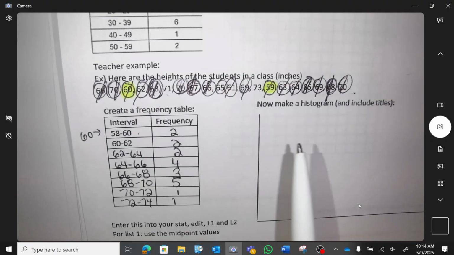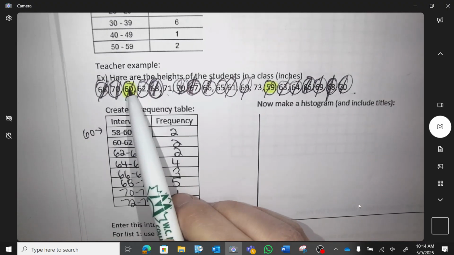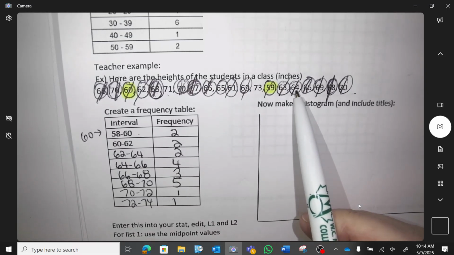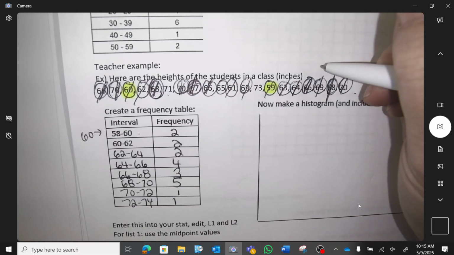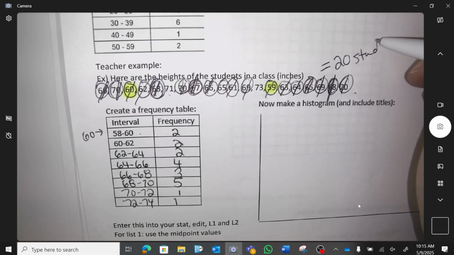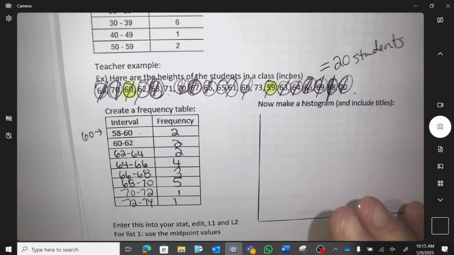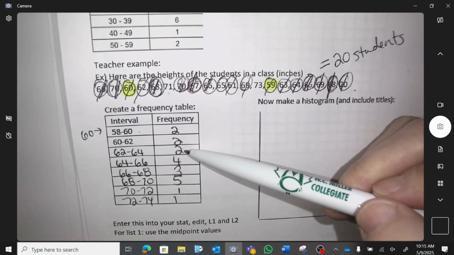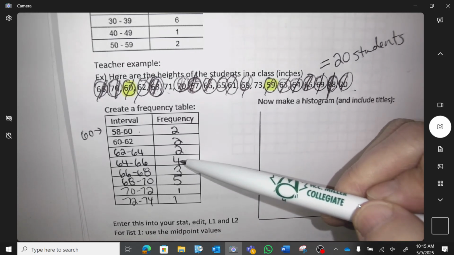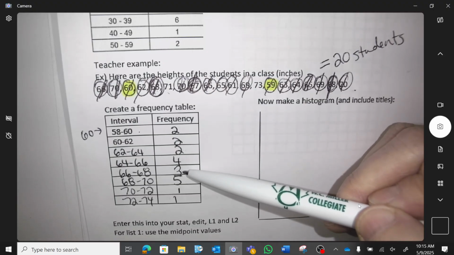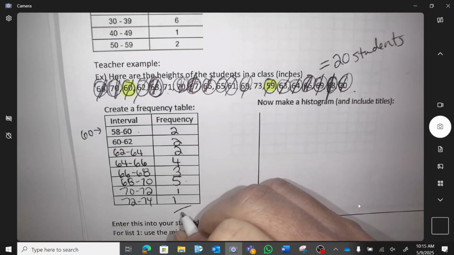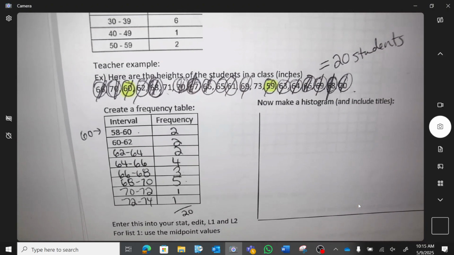Okay, you know what I should have done here? I should have counted my total students. So 1, 2, 3, 4, 5, 6, 7, 8, 9, 10, 11, 12, 13, 14, 15, 16, 17, 18, 19, 20. So there's 20 students. Can you add this up? 2, 4, 6 plus 4. What am I at right now? 10, 13, 18, 19, 20. Good. So I didn't miss any then, right? I got 20 items.